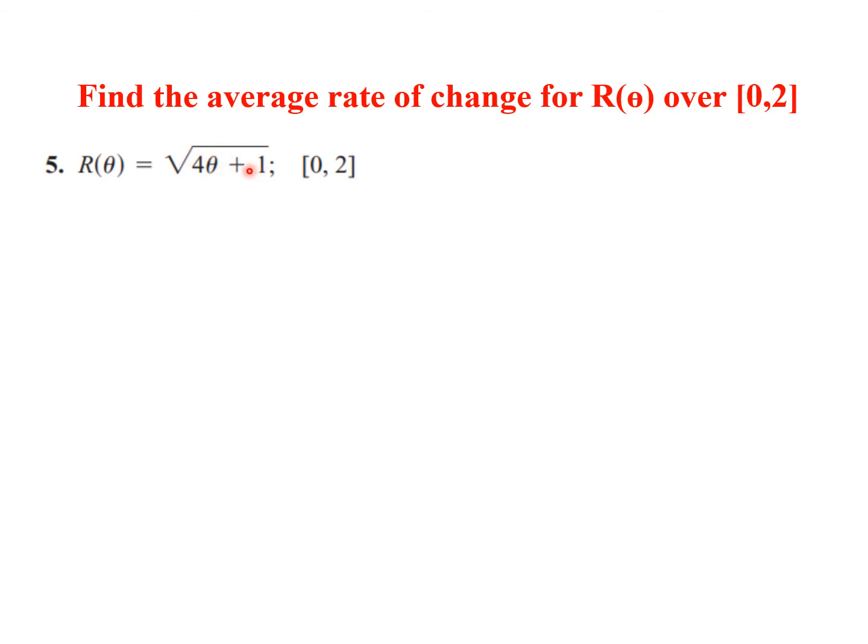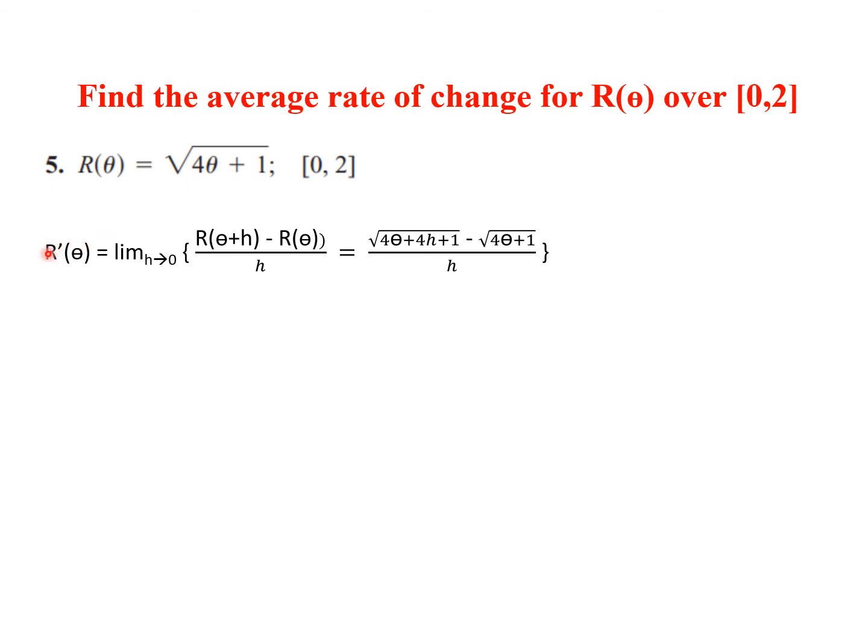So to get the rate of change for r of theta, we have to do the derivative of r of theta. So represented by r prime of theta, the derivative will be equal to limit as h goes to 0 of r of theta plus h minus r of theta divided by h. R of theta plus h is equivalent to the square root of 4 theta plus 4h plus 1.